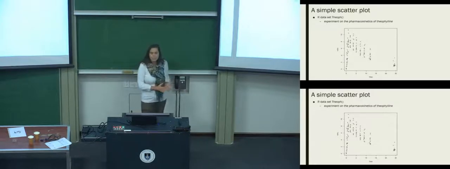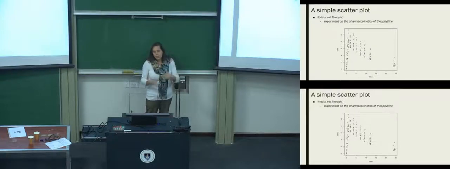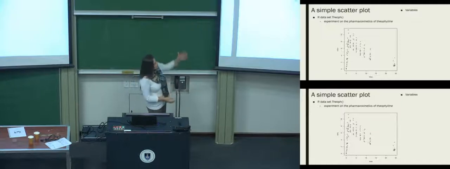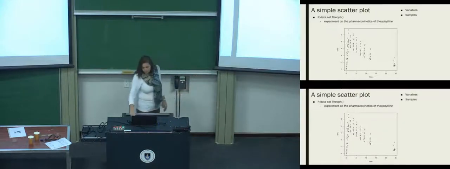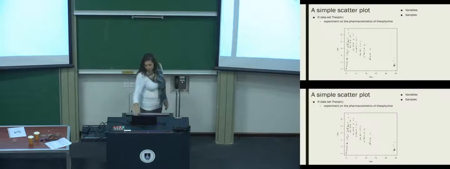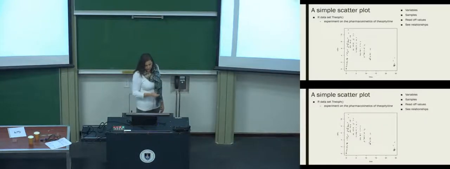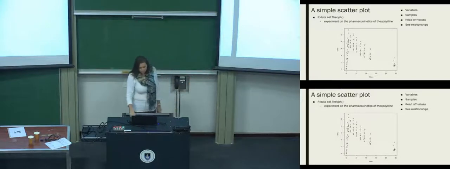I'm going to start with a simple scatter plot. What we want to look at is visualizing the whole deep learning process. And for visualization, scatterplots are very useful. We can see our variables. In this case, we have two variables, concentration and time. We can see our samples. We can read off the values for samples. We can see that these samples have large time values, these samples have small time values. And we can see relationships. For instance, this funny shape that's decreasing, some gap and further decrease over there.